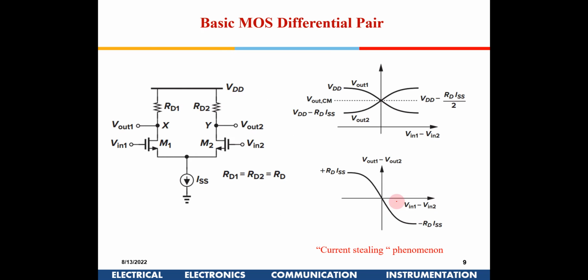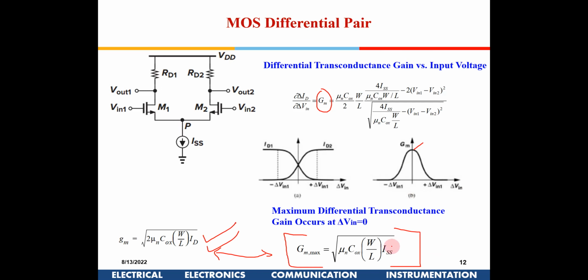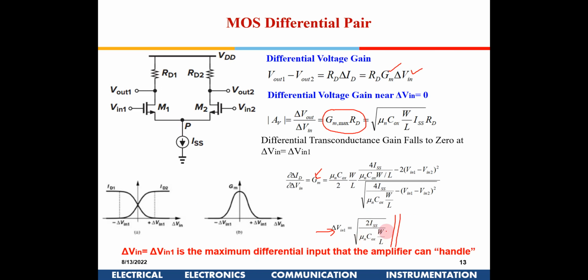So if I go back to my earlier stage, this is this voltage and this voltage. When the difference voltage becomes equal to this value, root 2 ISS by mu n Cox, then the entire ISS will flow here and this voltage will come to 0. Similarly, if this voltage is increased by this much amount, then the entire ISS will flow in this branch and the voltage will be 0. So this is the... Sir, your pointer is not visible. Okay, sorry.